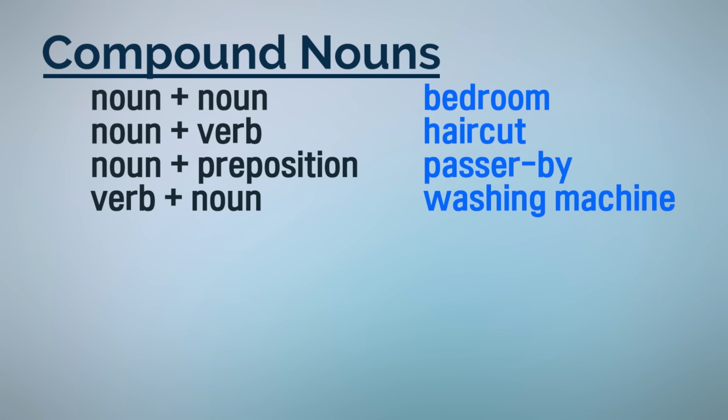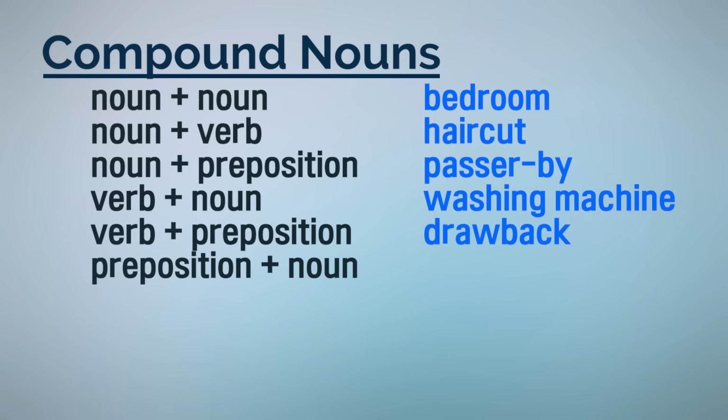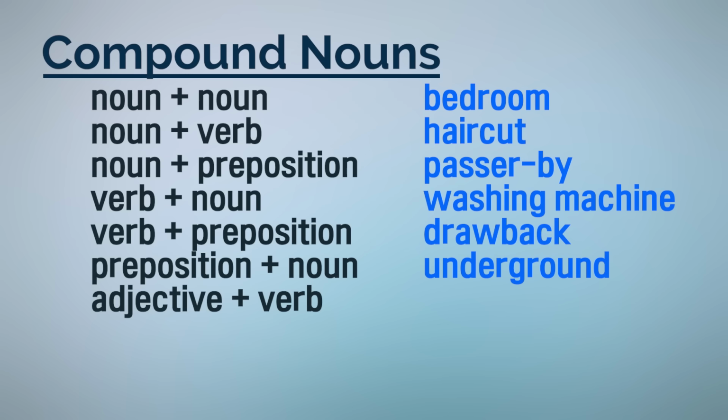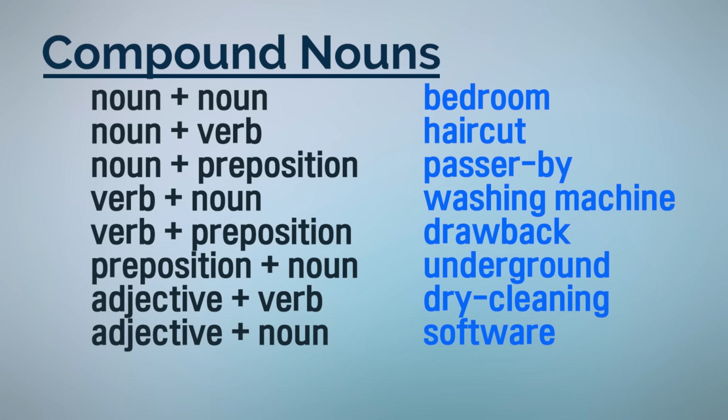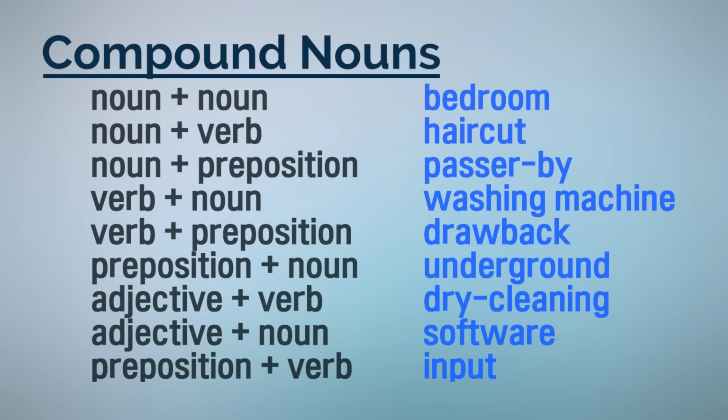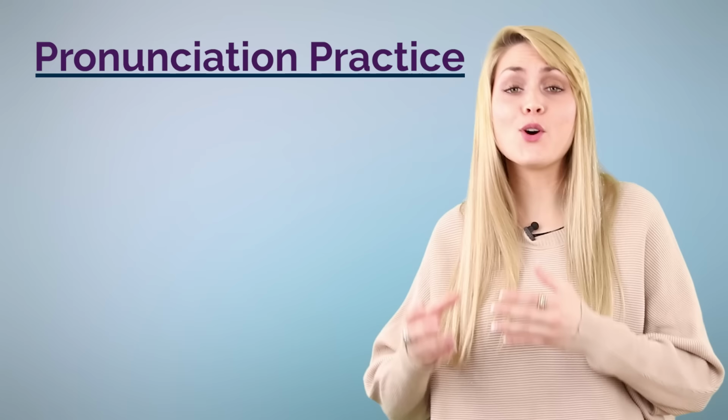A preposition and a noun, like underground. An adjective and a verb, like dry cleaning. An adjective and a noun, like software. Or a preposition and a verb, like input. As you can see, guys, there are so many ways to create compound nouns with different words. Now let's get back to our examples for pronunciation.